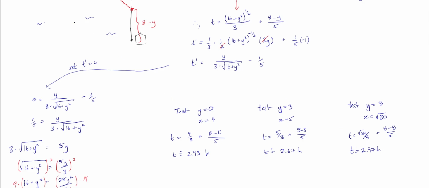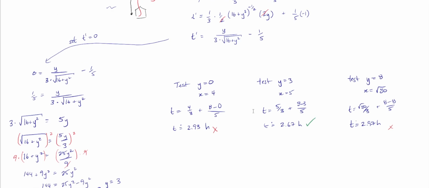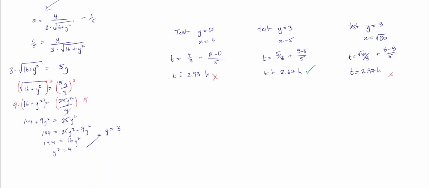Well, we can see that the extremes do not give us the fastest possible option. What gives us the fastest possible option is when we optimized, when we took the first derivative, set it equal to 0, and we found that y is equal to 3. Okay, so we can write our therefore statement here. So here we go.